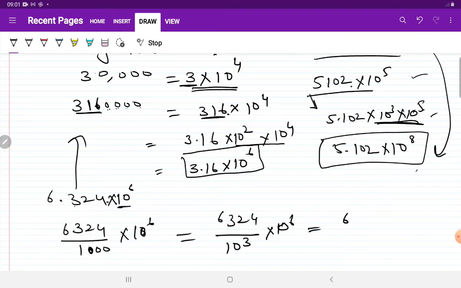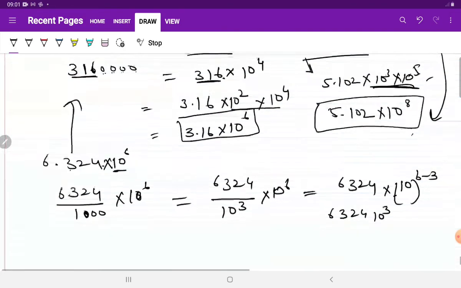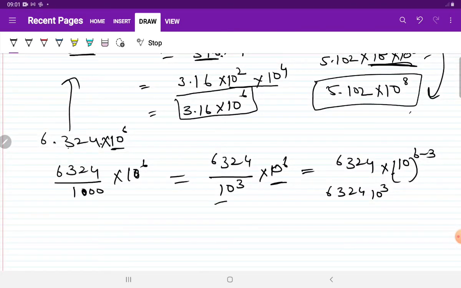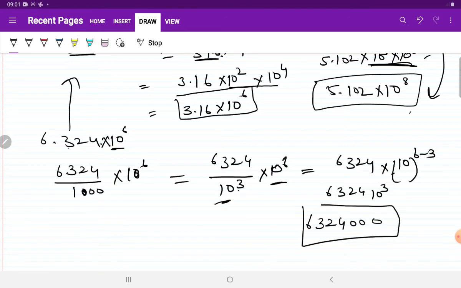Now here again I am going to apply one law, that is my base is same, my powers will subtract. So what I got, 6324 into 10 raised to power 3. See here base is same, exponents will subtract. 6 minus 3, that is 3. So I got 6324000. So this is the expanded form of this number.